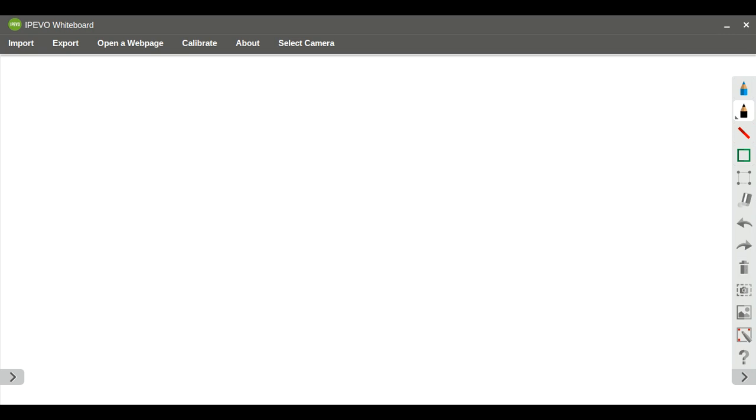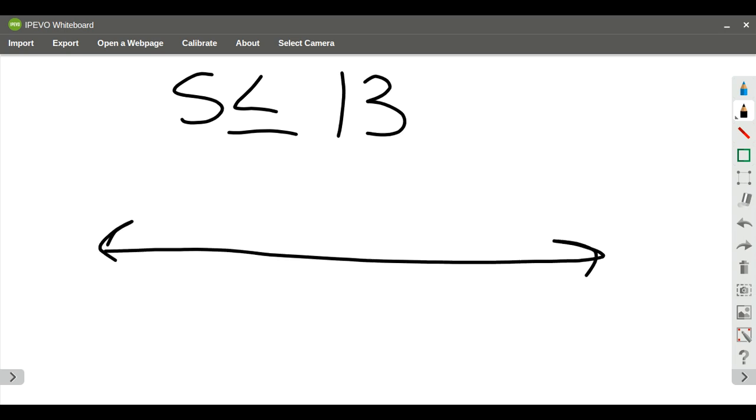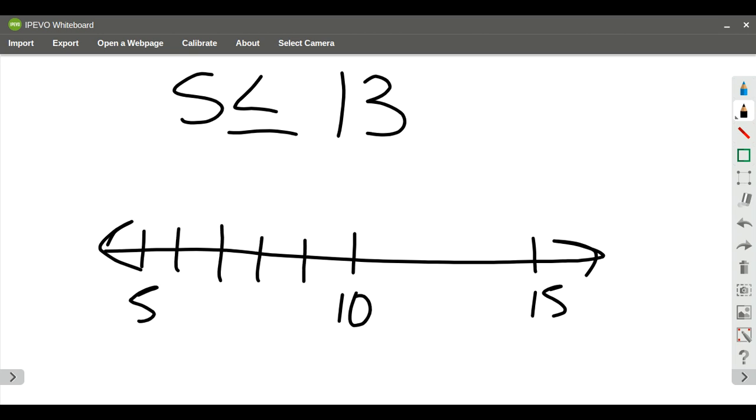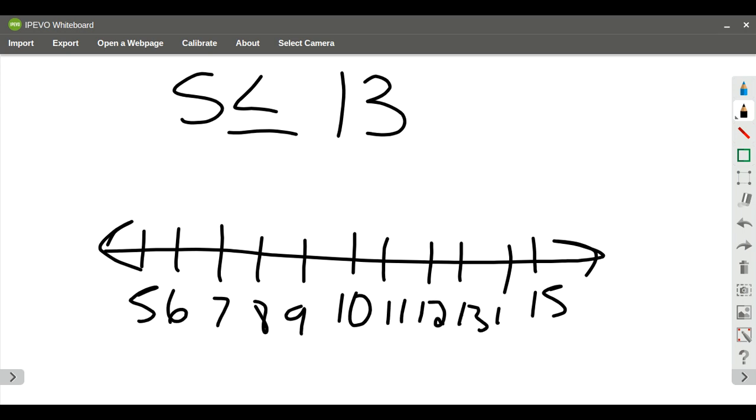All right, take a look at one that maybe is not in 0 through 10. So if I have s is less than or equal to 13, I can change my number line to make it any value that I want. So here I'm going to make this 15. I'm going to make this 5. In the middle is going to be 10. So 1, 2, 3, 4, 1, 2, 3, 4. So 6, 7, 8, 9, 10, 11, 12, 13, 14. Okay, so my number line's built. So now I'm going to take a look at this one.